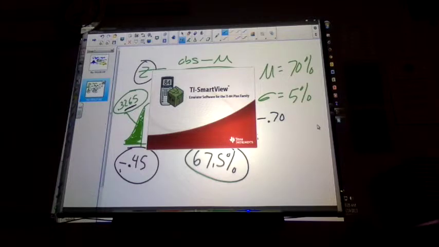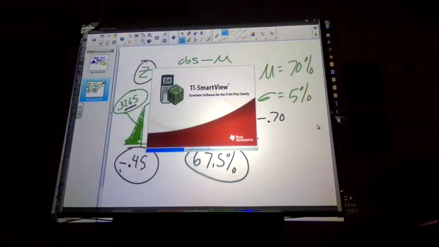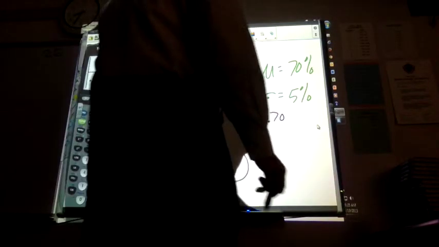So, here's the beautiful thing. Our calculator does this for us pretty easily. It does it for us where we can go back and plug values into our calculator in order to make it work.